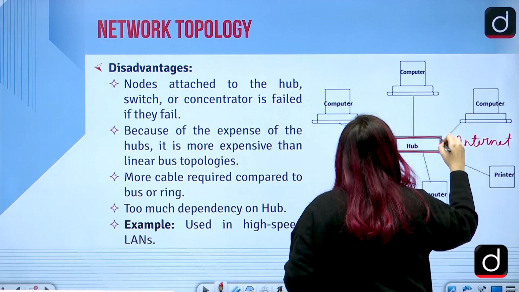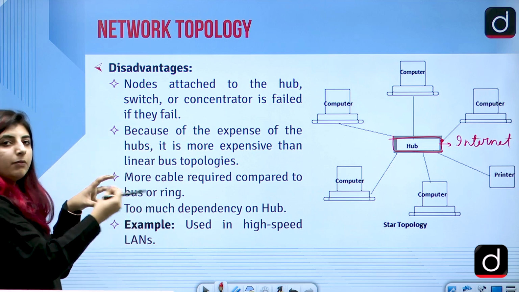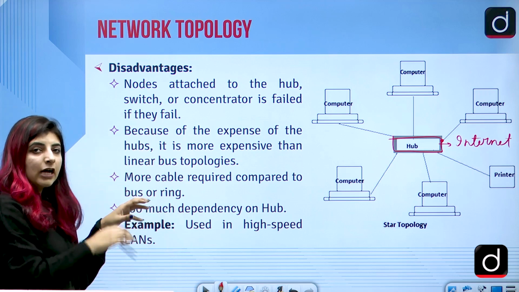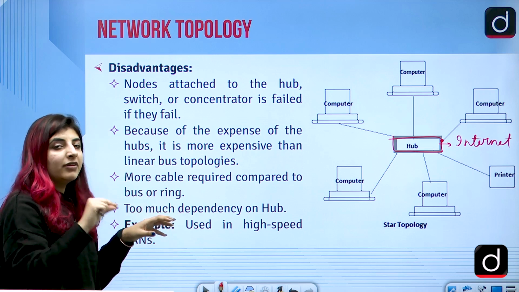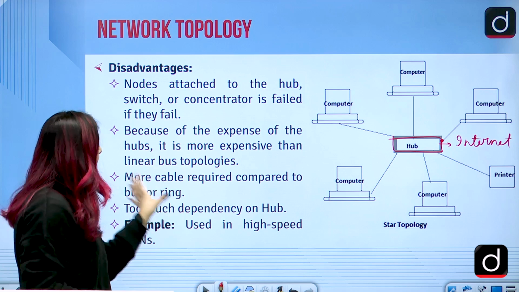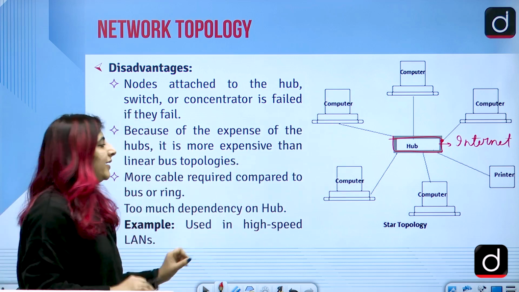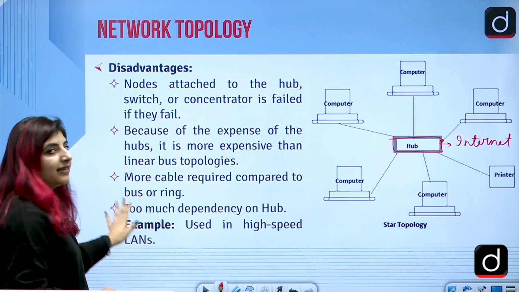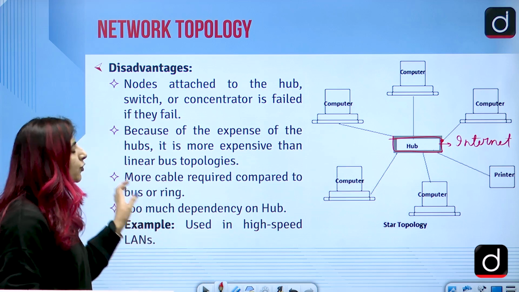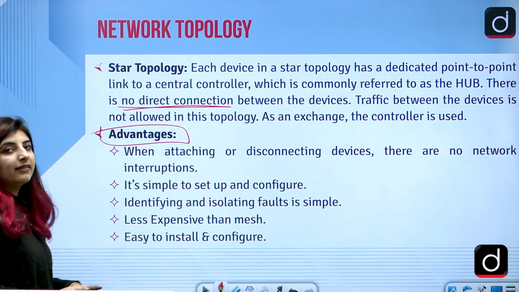Correct? So even if you remove one computer from one connection, the hub has multiple ports there. Correct? So if you disconnect one computer from the network, other computers will still work. More cable is required compared to bus or ring because different computers are being connected to one hub. Too much dependency on the hub. These are the disadvantages that we are talking about, and we forgot to see the advantages.